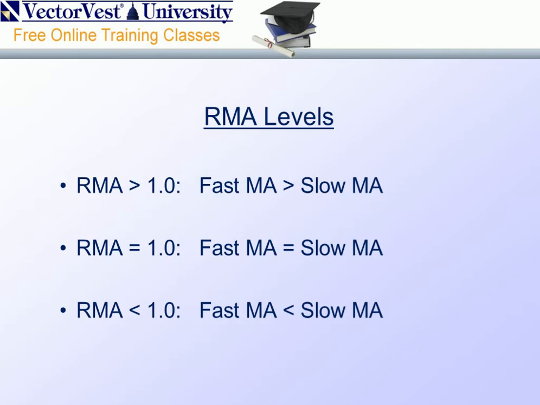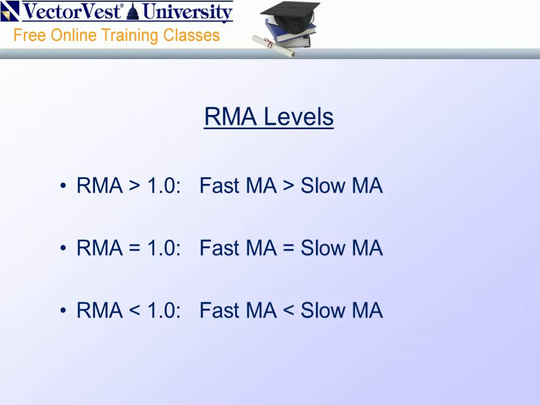For example, I'm going to start in the middle because it's the easiest one to understand, I think. If the RMA value is exactly 1 when you divide a fast by a slow, that means you're at the crossover point. 10 divided by 10, a $10 price point and a $10 value on a 50-day moving average, 10 divided by 10 is 1.